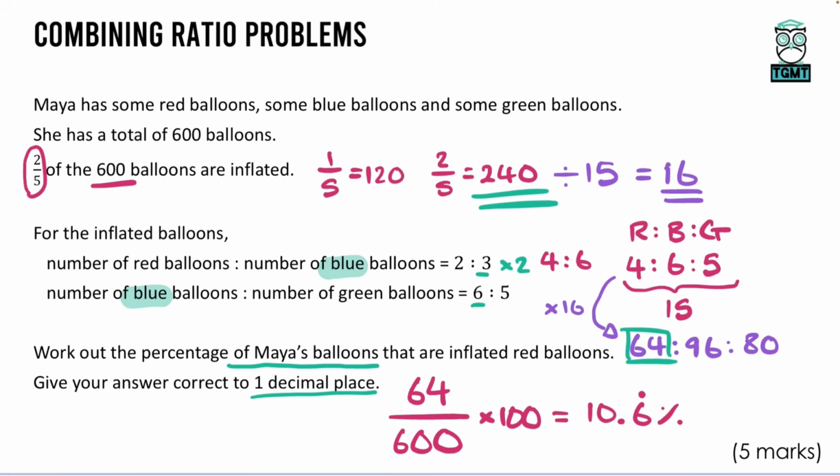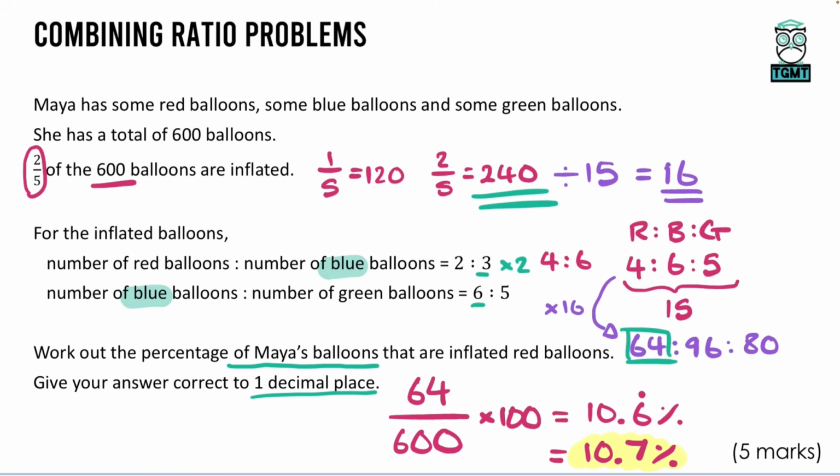Typically, if you click your calculator, it'll turn this recurring dot into lots of sixes anyway, but we want to round it to one decimal place, which will give us 10.7, because after the 6 is, of course, another 6. So 10.7%, and that would be our final answer. There are 10.7% of Maya's balloons which are red inflated balloons.